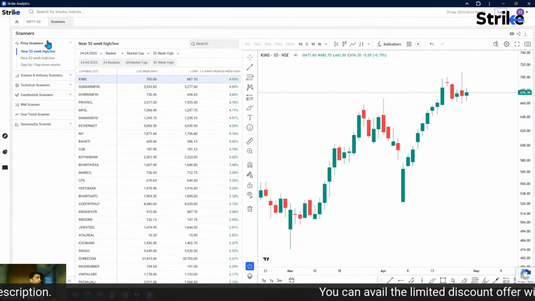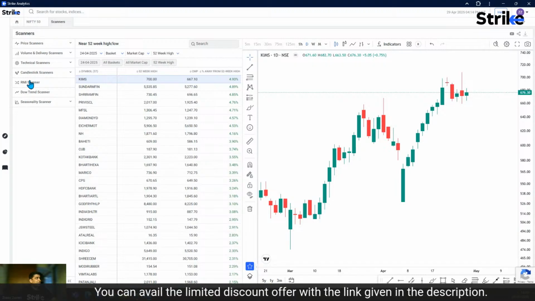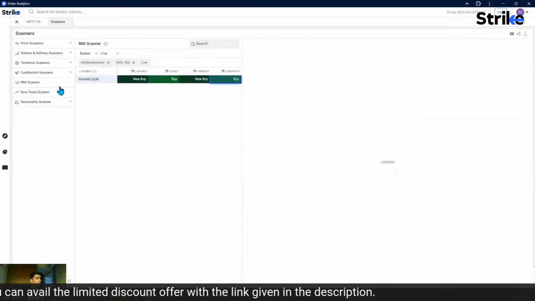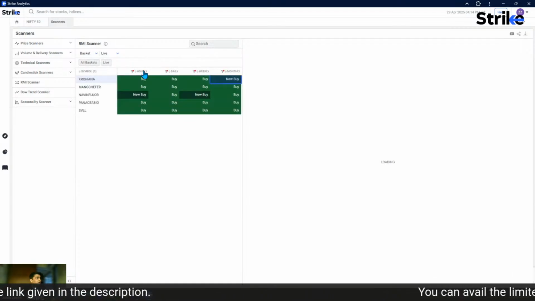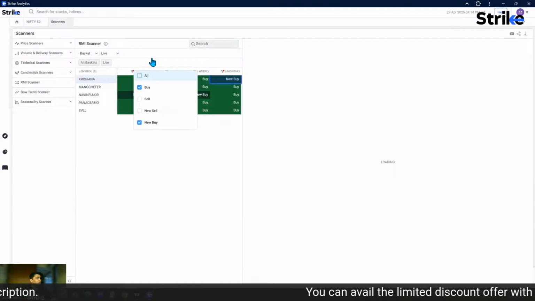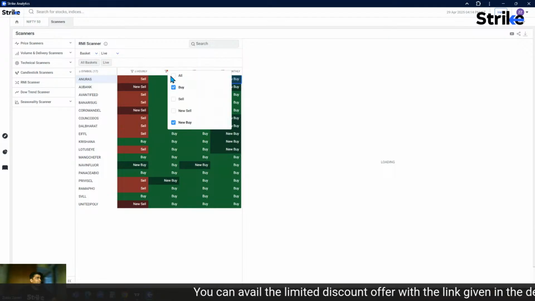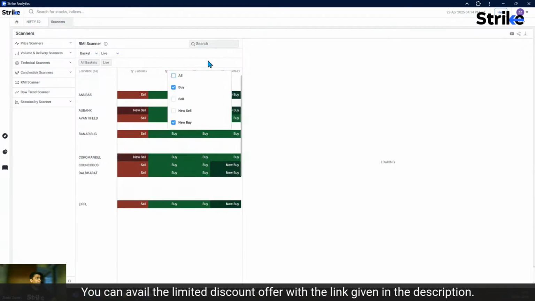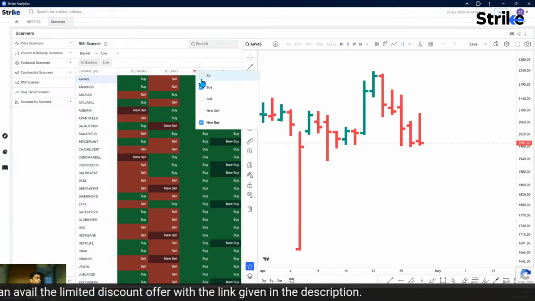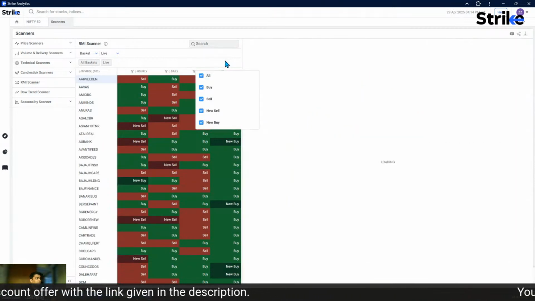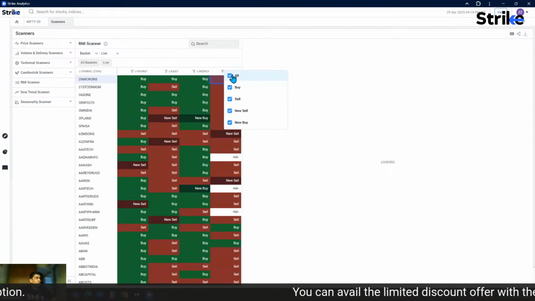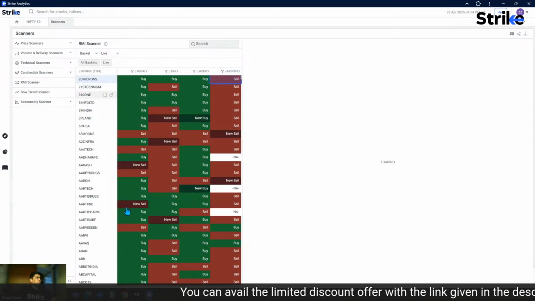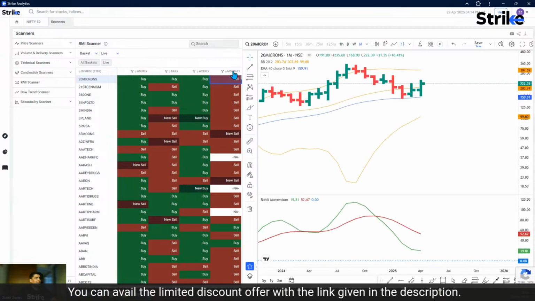This is scanners. There are various scanners given over here, and there is a dedicated RMI scanner. Once you click on this, I'll clear out my filters over here. So here you go. This is the all basket, all stocks on an hourly, daily, weekly, and monthly time frame.